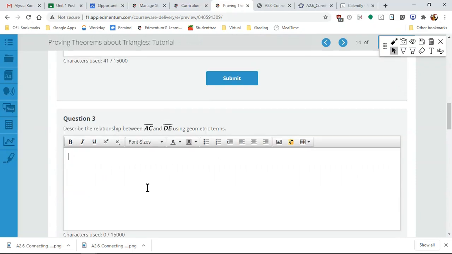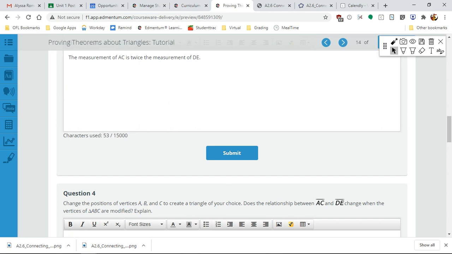Describe the relationship between AC and DE. So I'm going to say that the measurement of AC is twice the measurement of DE. Or you guys can say AC is twice as big as DE, or you can say that DE is half of AC. Either way, just talk about the measurement somewhere. Talk about that relationship, that DE is half the length. Is this making sense so far, everyone?